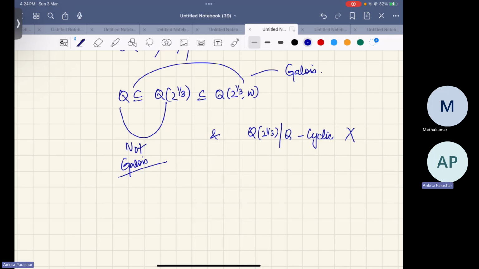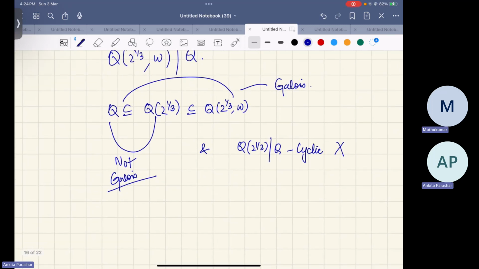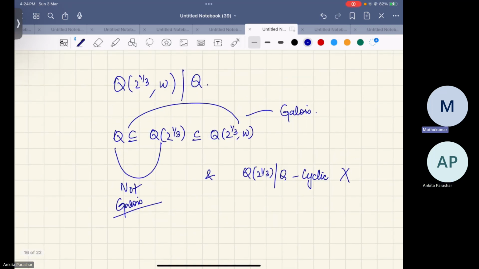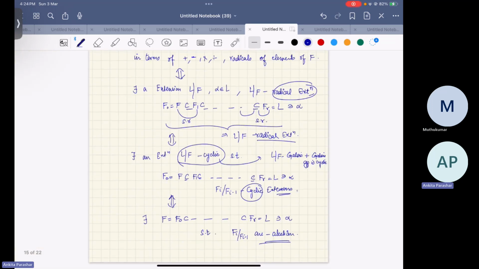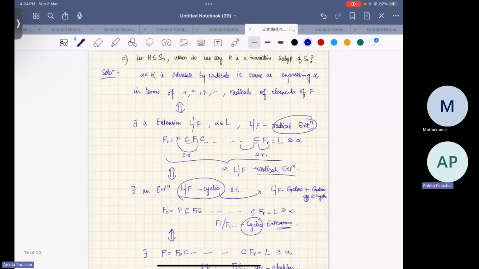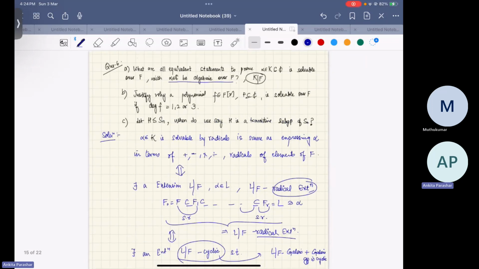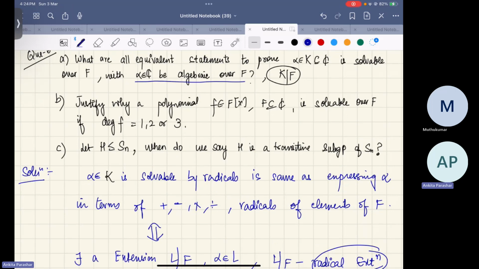So therefore, sometimes you don't know how to use this. The group G of Q(2 power 1 by 3) over Q consists only of the identity, right? Exactly. So the group of automorphisms of Q(2 power 1 by 3) which fixes Q is just trivial, because our extension is a real extension and the degree is 3. So therefore you cannot use this second criterion to check whether this is solvable or not. So sometimes very carefully one has to use which criterion will help us to prove the extension is solvable or not. Anyway, so let's go to part B.